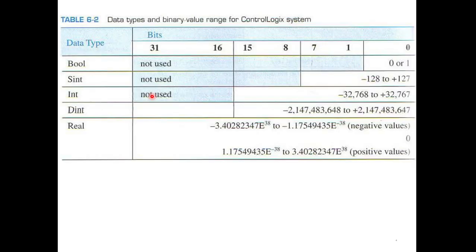Let's say, for example, also data types. You have basically Boolean data, 0 and 1. You can have a signed integer, which is 8-bit, minus 128 to plus 127. You have the integer, which is a single integer, minus 32768 to plus 32767, also signed. A double integer is a much higher number you can store, and you have real numbers as well.